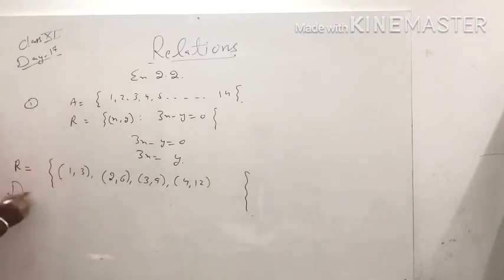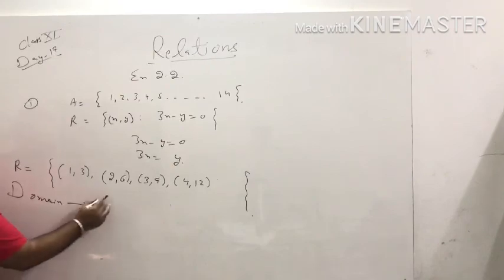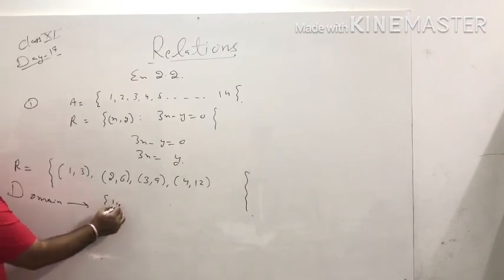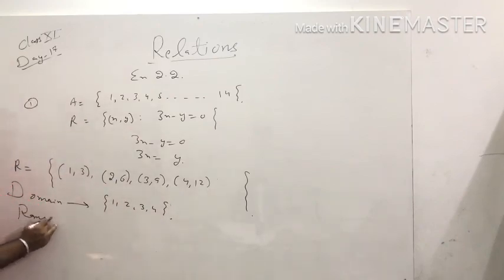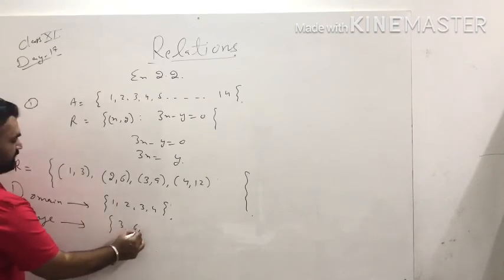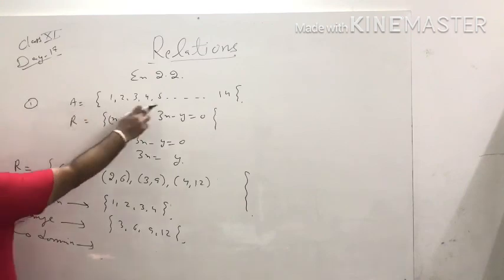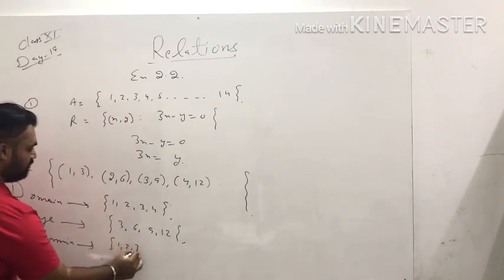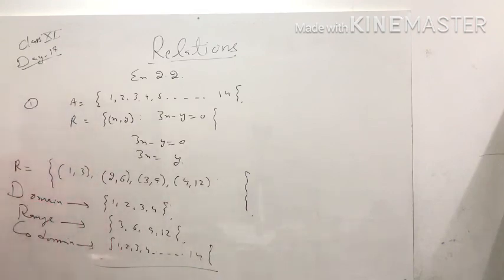Now we have to find domain. Domain means the first elements of all the ordered pairs: 1, 2, 3, 4. Range is all the second elements of the ordered pairs: 3, 6, 9, 12. Then codomain means all the elements of set B. The possible elements are 1, 2, 3, 4 up to 14. So this is the first question.